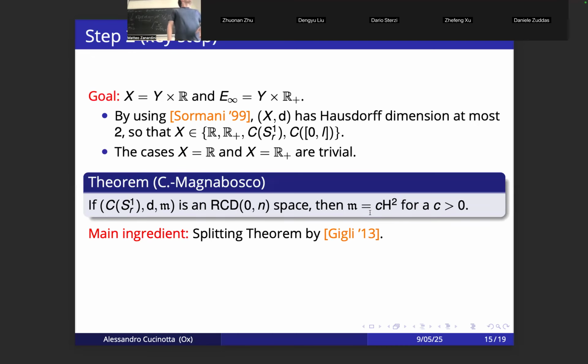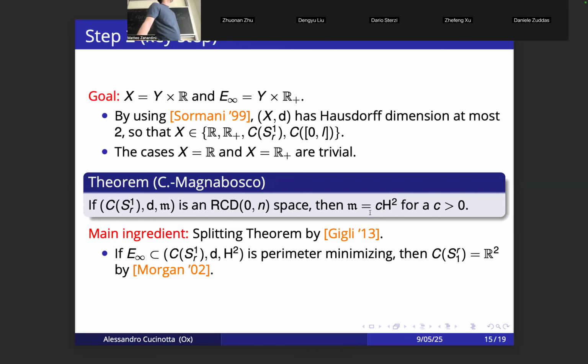So with Mattia, we managed to prove the following. We managed to prove that if the cone over a circle arises as tangent cone of a manifold, or more generally, if it is an RCD(0,N) space, then the measure has to be a multiple of the two-dimensional Hausdorff measure. So the measure has a very precise structure. And this is essentially a consequence of the splitting theorem by Gigli, even though it's not, I mean, it's not a direct consequence. There is some easy work to do.